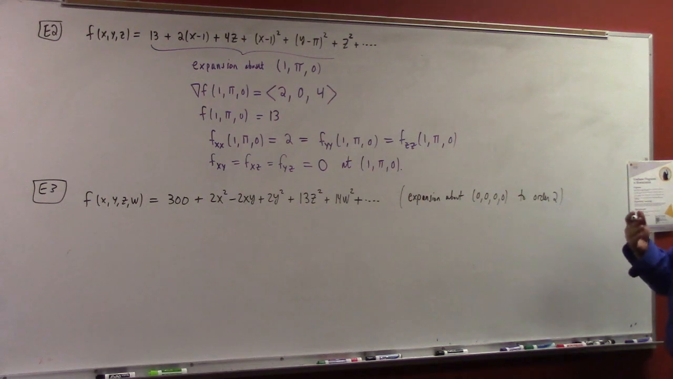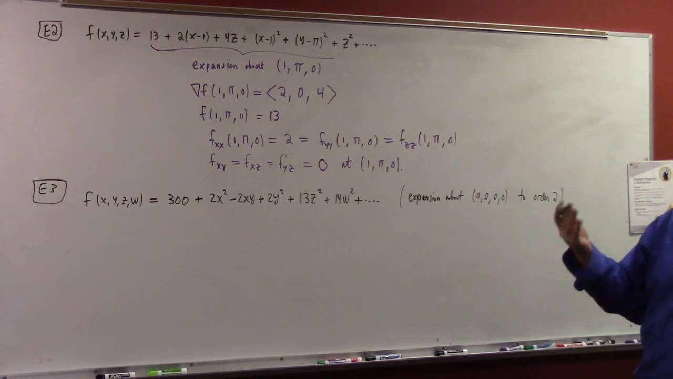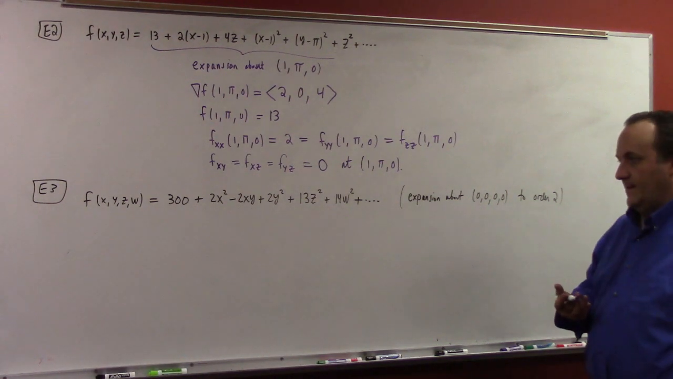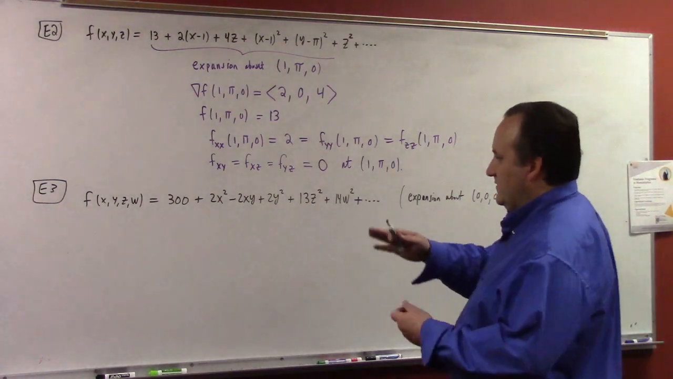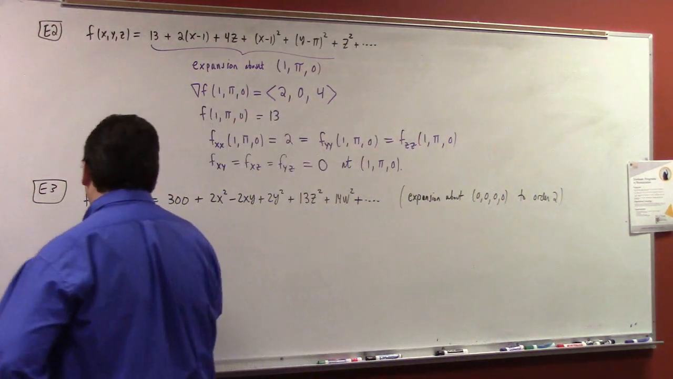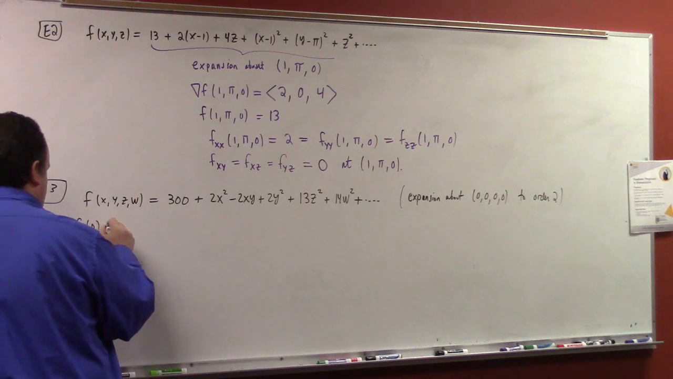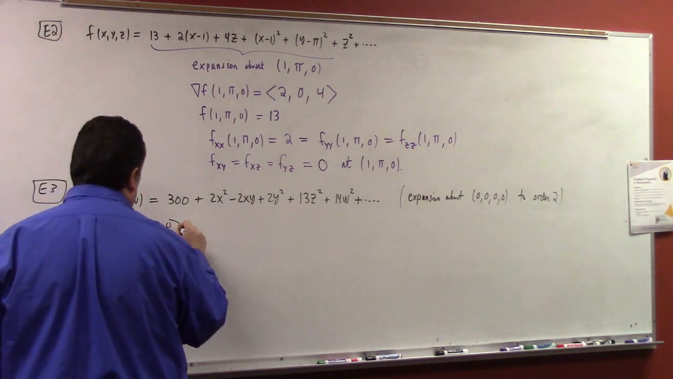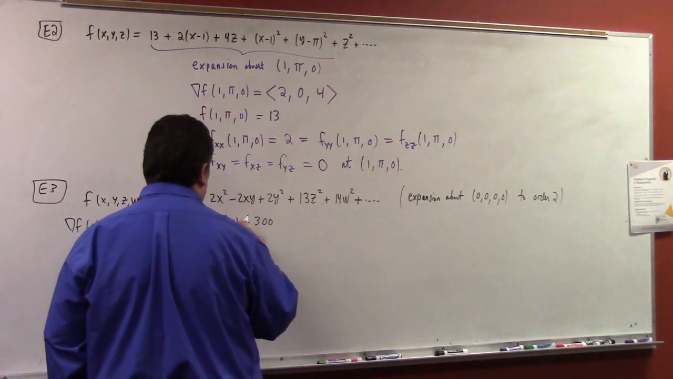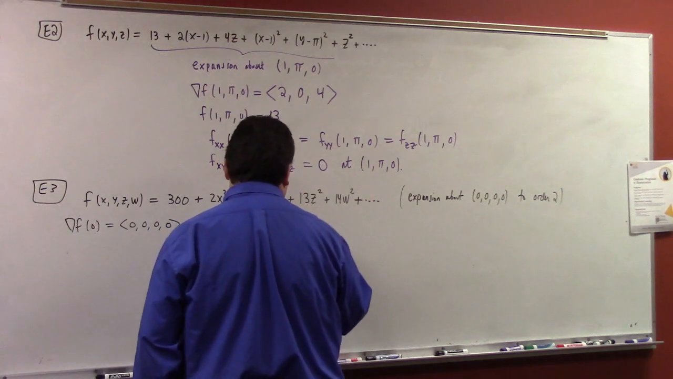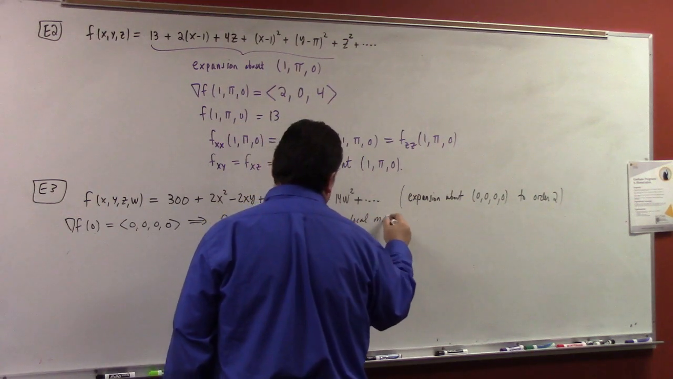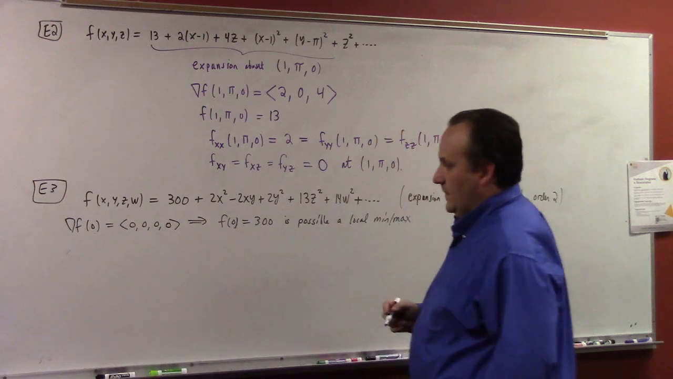Now my question is: is this a local minimum? Is it a local maximum? Is it not a local extremum at all? What can you say about the origin here? For this one, we can just look at it and go, aha, there are no linear terms. So by inspection, we see that the gradient of f at the origin is the 0 vector. So f of 0 equal to 300 is possibly a local min or max.